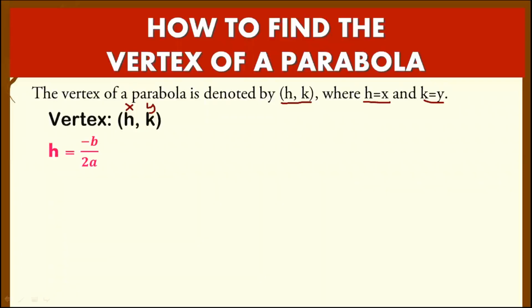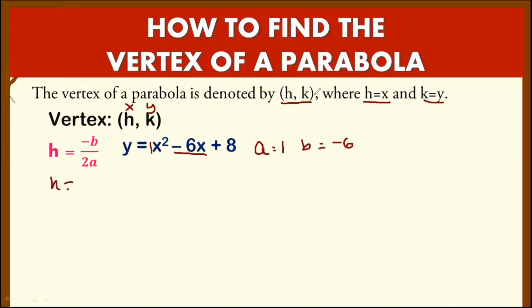So for example, we have the function y equals x squared minus 6x plus 8. The first thing to do is to identify our a from the function. Our a is the coefficient of x squared, which is equal to 1. And identify also our b. Our b is the numerical coefficient of x, that is negative 6.